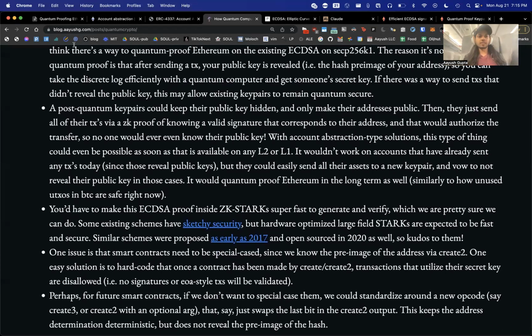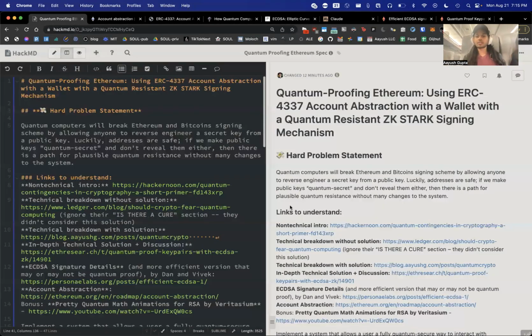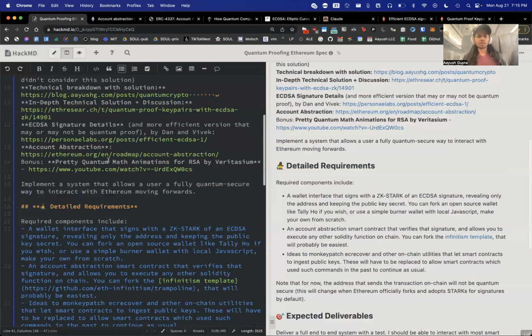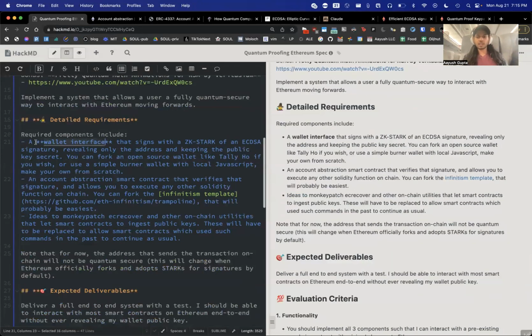There's a couple of key components that we'll need to implement the system end-to-end. The first is a wallet interface. This basically means there should be a way for me to sign a transaction that is standard Solidity function call data, with the difference that instead of signing the transaction and sending it on chain, I am signing it locally, creating a ZK Stark that I in fact signed it locally, and then proving that on chain. It might be easiest to use a simple burner wallet for this for proof of concept, or you could try forking an open source wallet to do that.